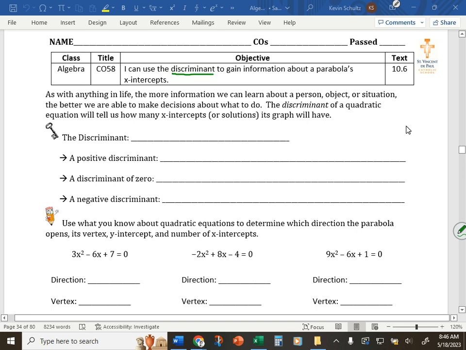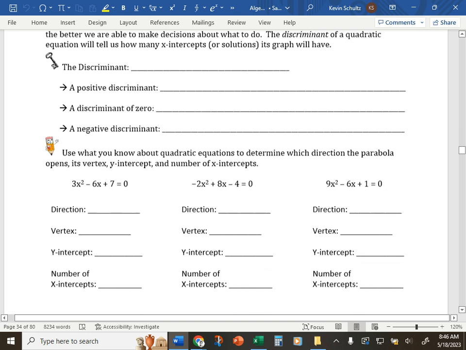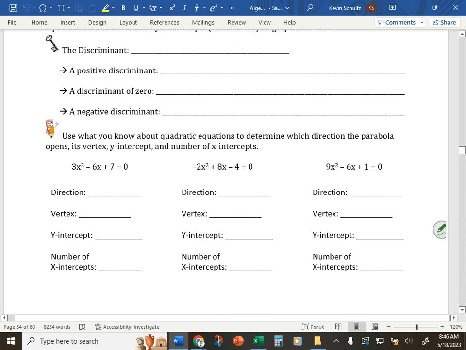Very good. Okay. And so in 58 now, we're using what's called the discriminant to gain information. We're not solving for the x-intercepts here. We're gaining information about the x-intercepts and ultimately about the parabola. So the discriminant is this. It's a formula, so put it on a help sheet. The discriminant is b squared minus 4 times a times c. B squared minus 4 times a times c.